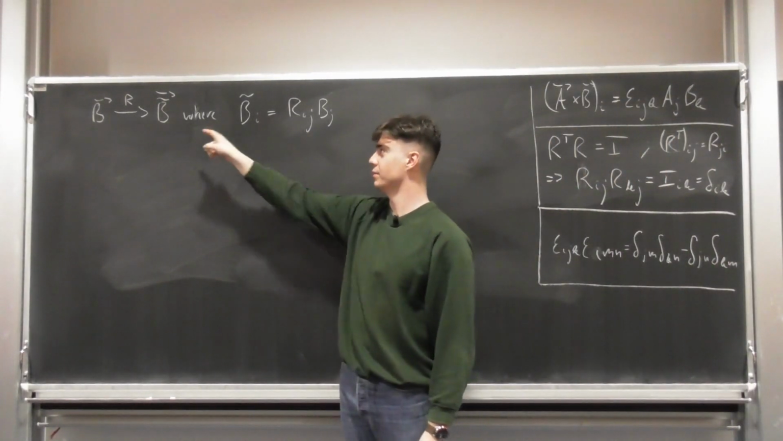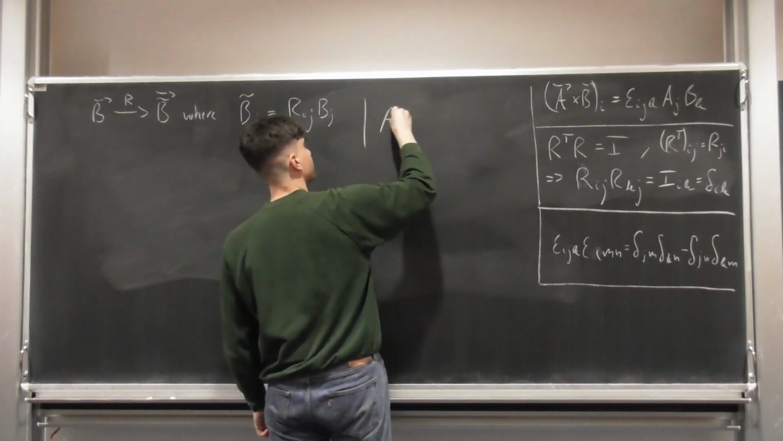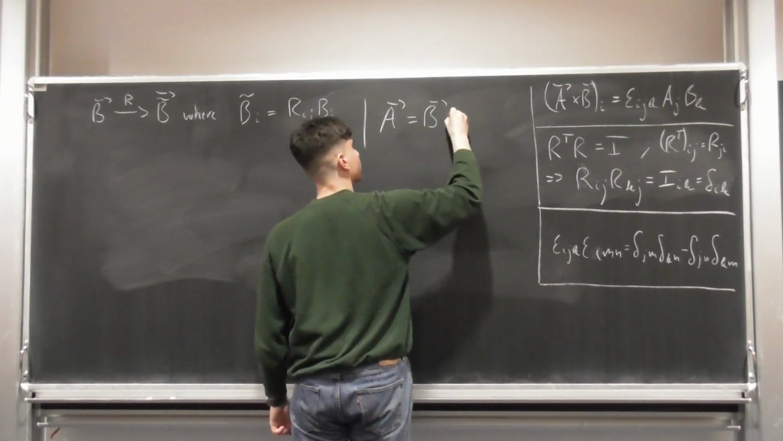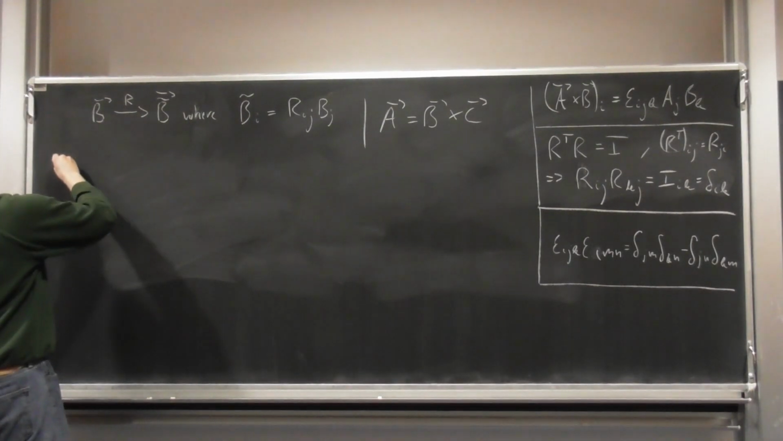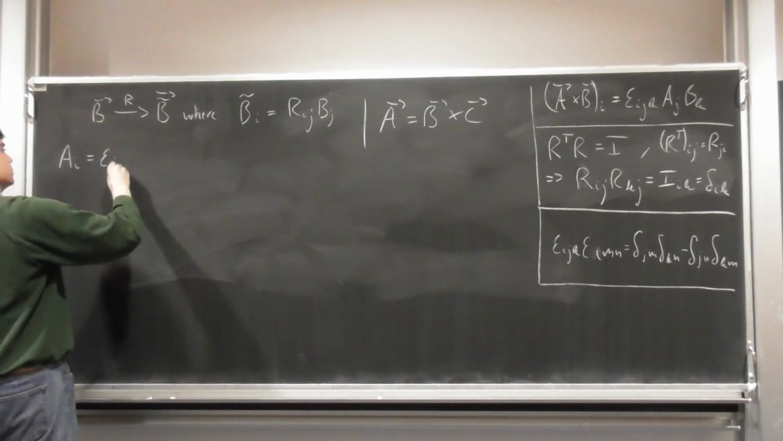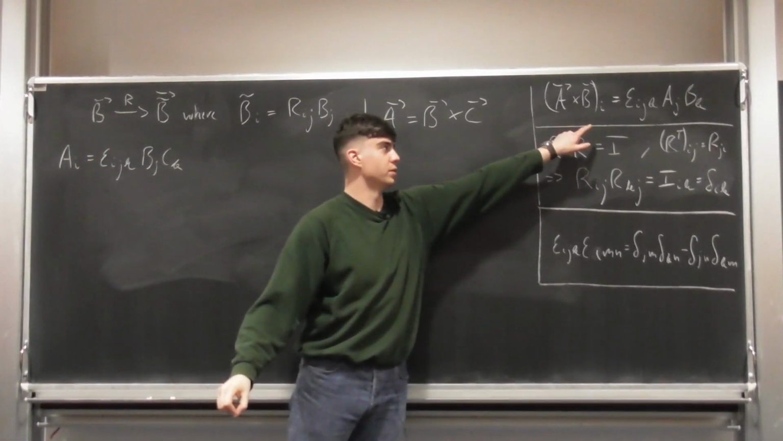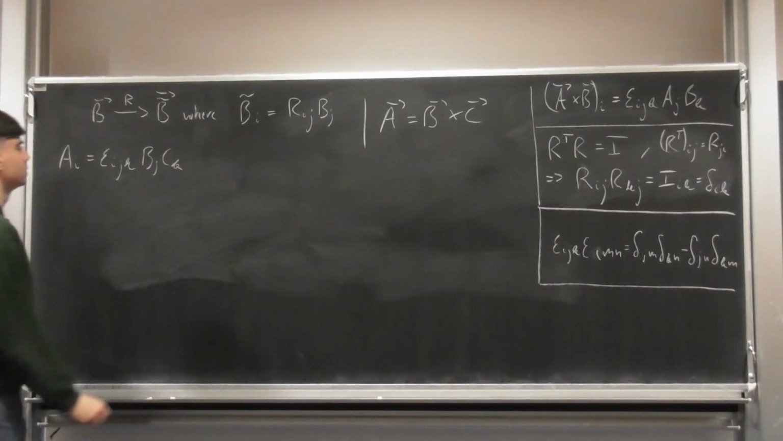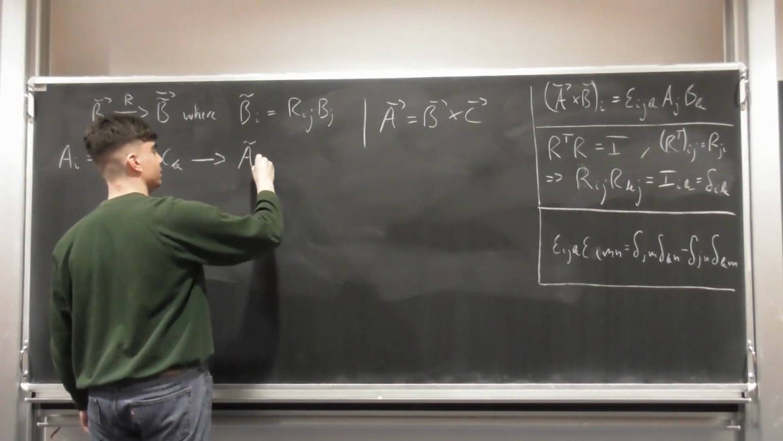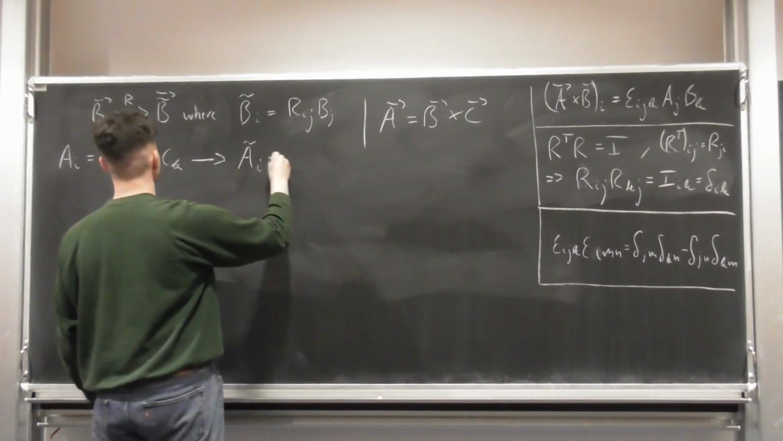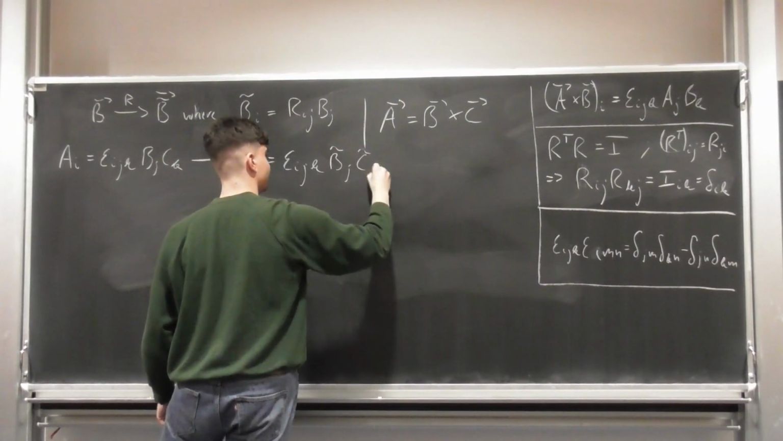Okay, so we're given this transformation rule, and we're asked to find how A, which is defined as B cross C, transforms. Okay, let's write the ith entry of A. That should be a piece of cake by now. That's just the definition of the cross product in index notation. This is going to transform to, I'm going to call it A tilde, the ith component of A tilde, epsilon ijk, B tilde j, and C tilde k.